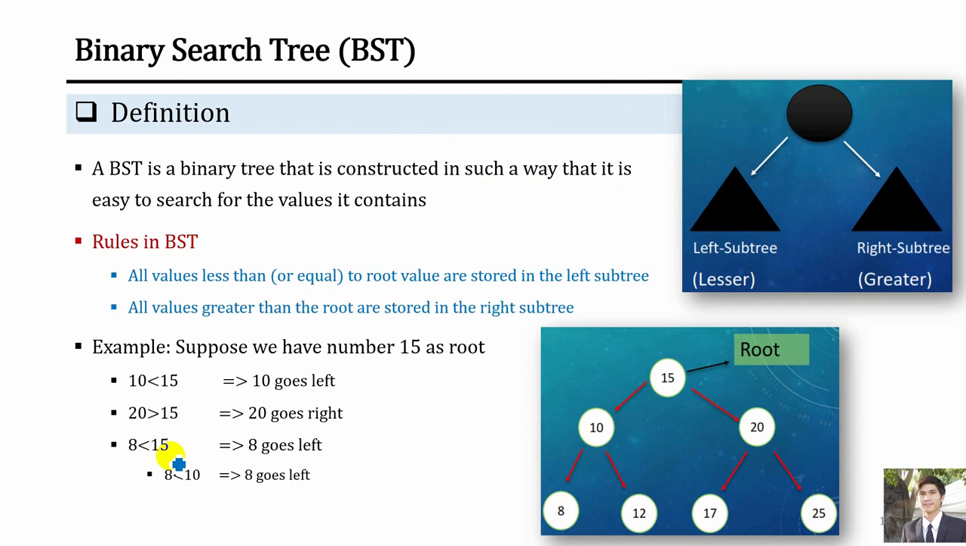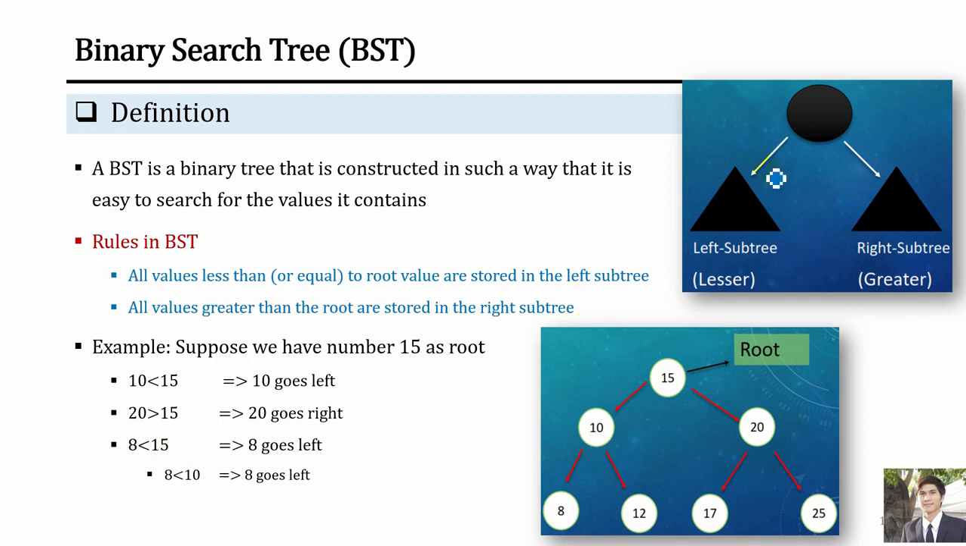A binary search tree, BST, is called a binary tree that is constructed in such a way that it is easy to search for the values it contains. It's because BST uses some rules. Lesser values are stored on the left side, and greater values are stored on the right side.